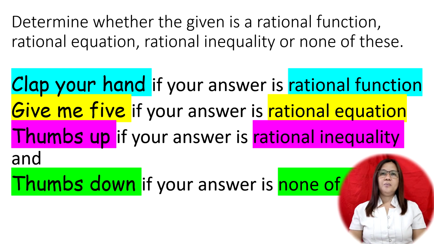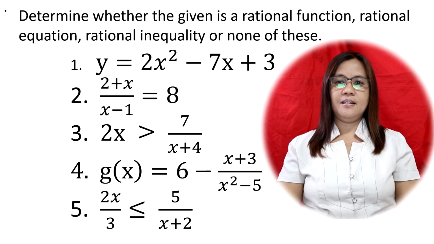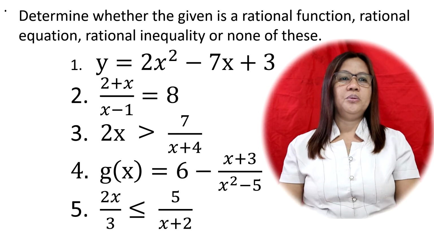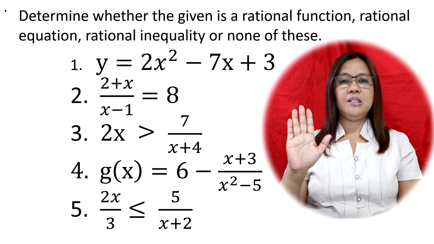Number 1. y = 2x² − 7x + 3. Correct? It's a rational function. Number 2. (2 + x)/(x − 1) = 8. Very good. It's a rational equation.